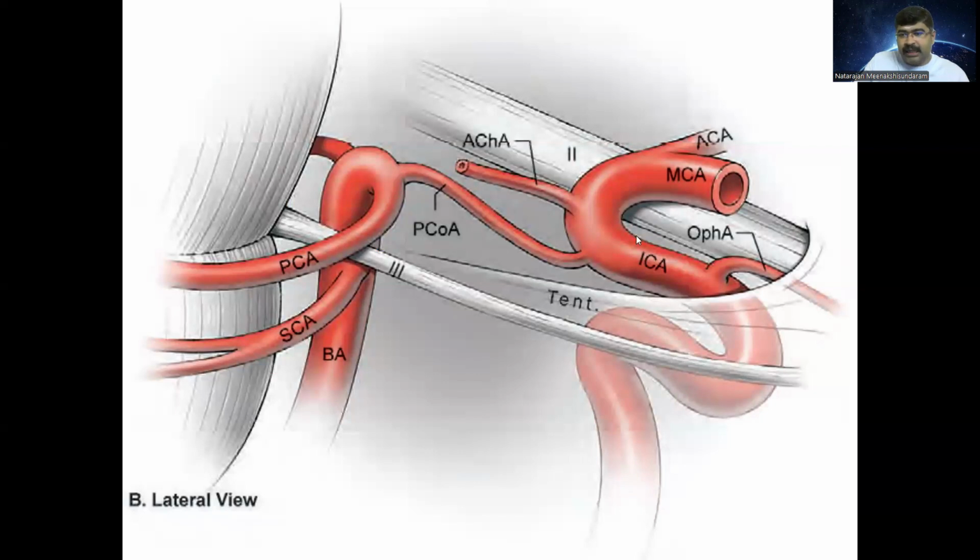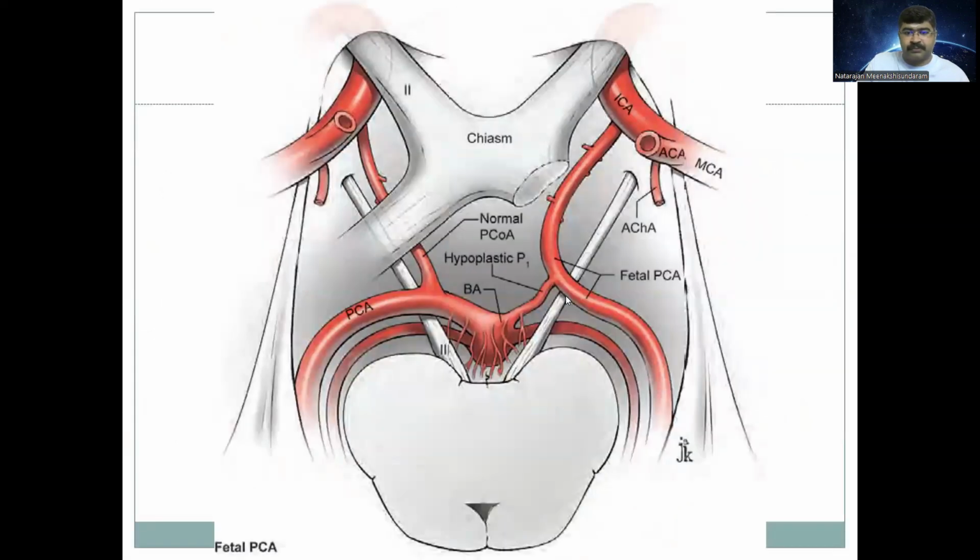So this anatomical orientation is very, very important. The other thing is the relationship of the posterior communicating artery with the tentorium. I will tell you, when I talk about the types of posterior communicating artery aneurysms, how the tentorium is related to them. The other thing is the anatomical variants of the posterior communicating artery.